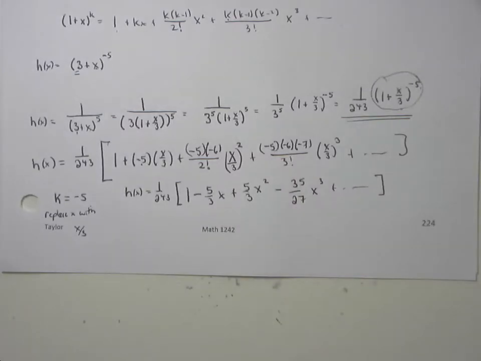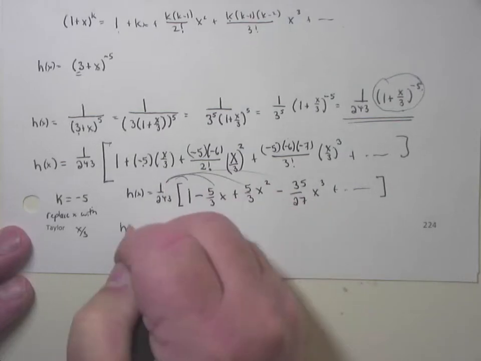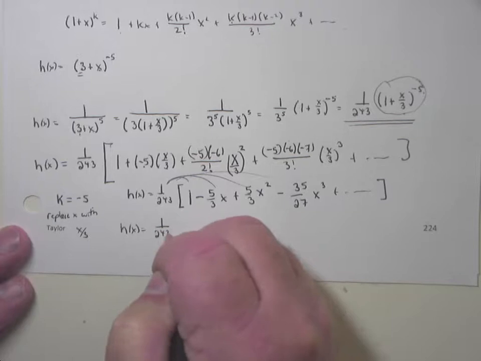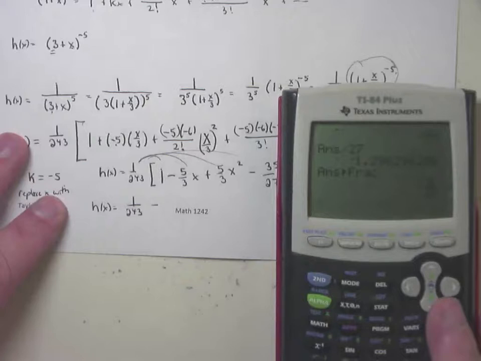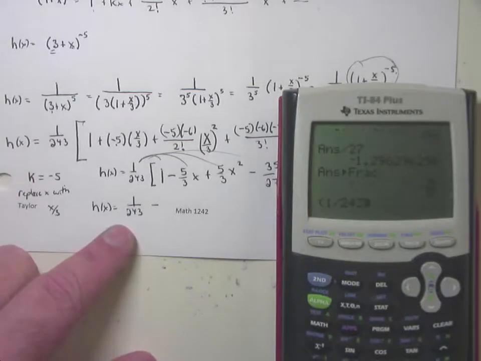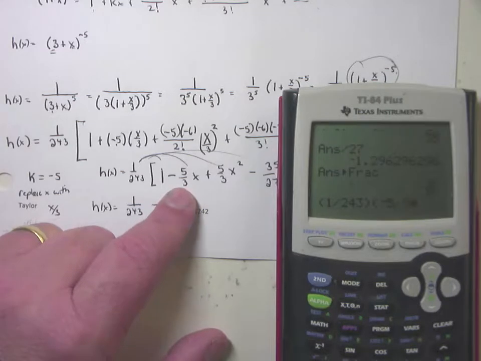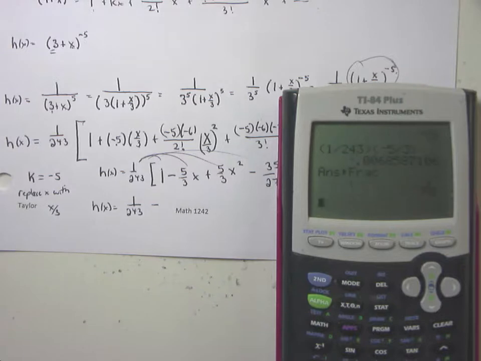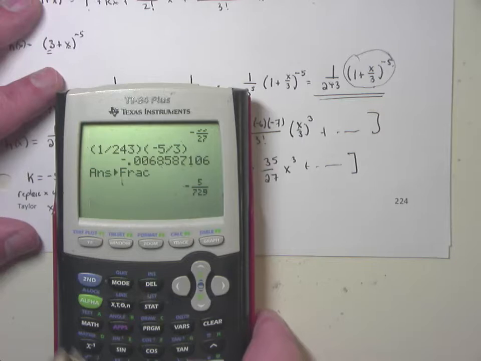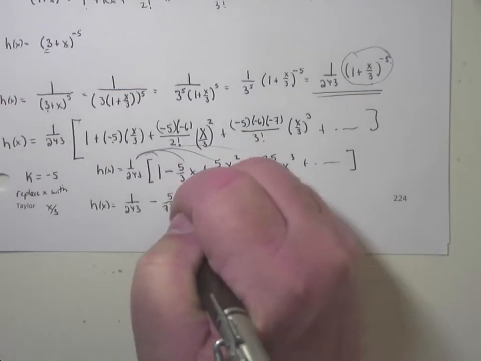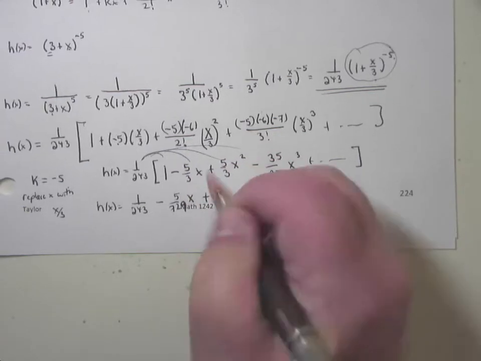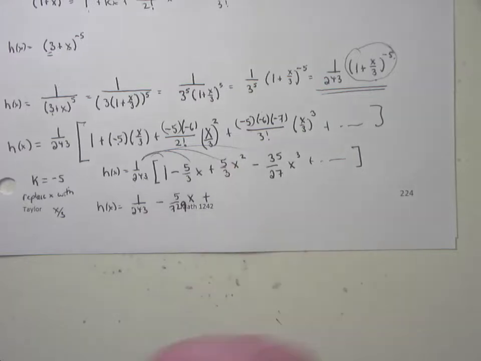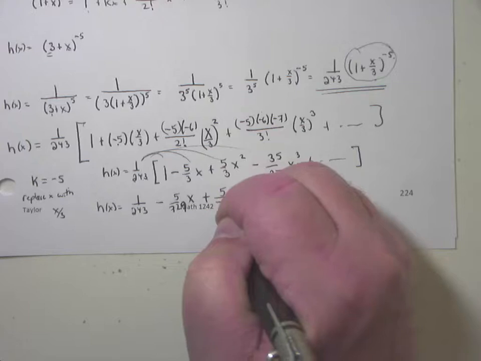All I did was clean up my coefficients in front of my x's, including that x divided by 3, whatever power it is. The last thing you've got to do is remember that constant I had to pull out front? You need to distribute it. This gives you h of x is equal to 1 over 243, minus, putting it on the calculator here, 1 divided by 243 times a negative 5 over 3 gives me, converting it to a fraction for ease, negative 5 over 729. So this will be minus 5 over 729 x. This will be plus 1 over 243 times a positive 5 over 3. Well, I get the same thing, but a plus 5 over 729 x squared.